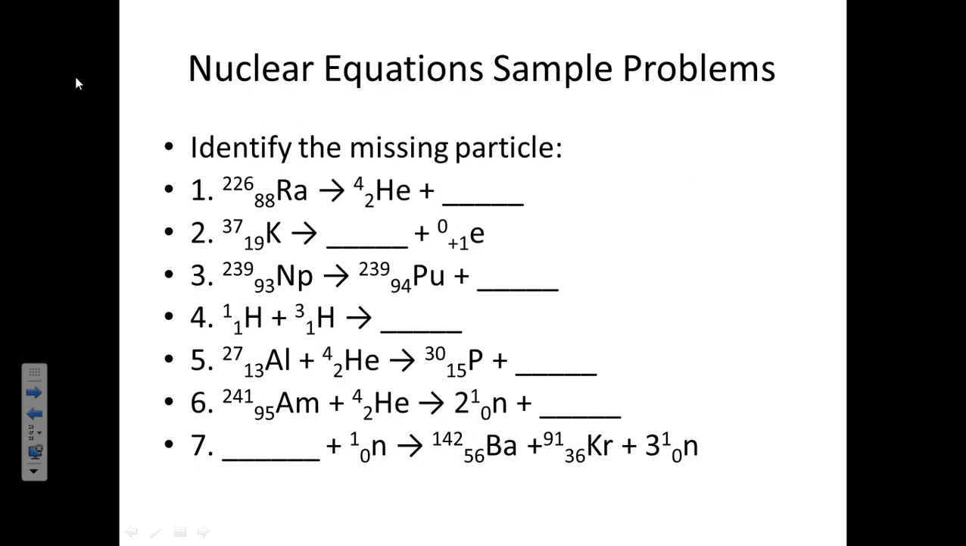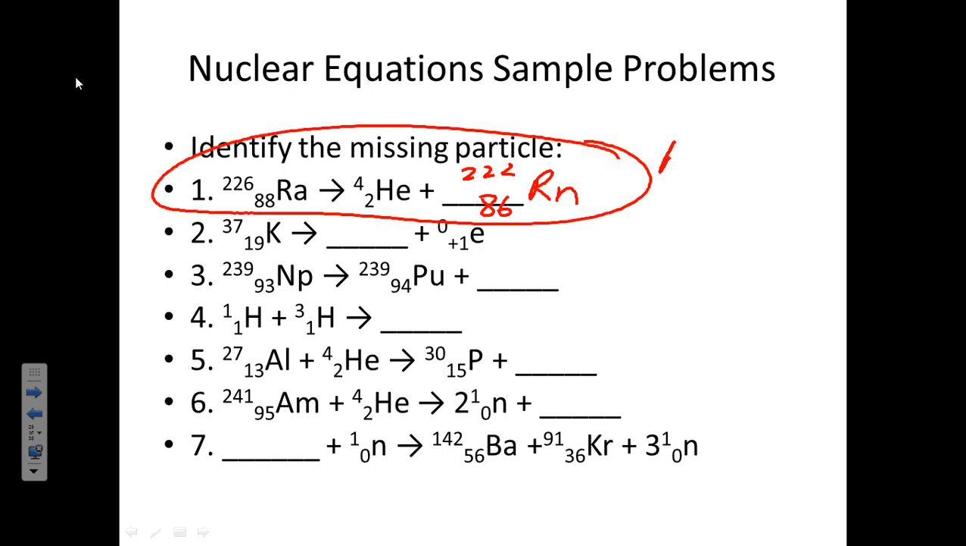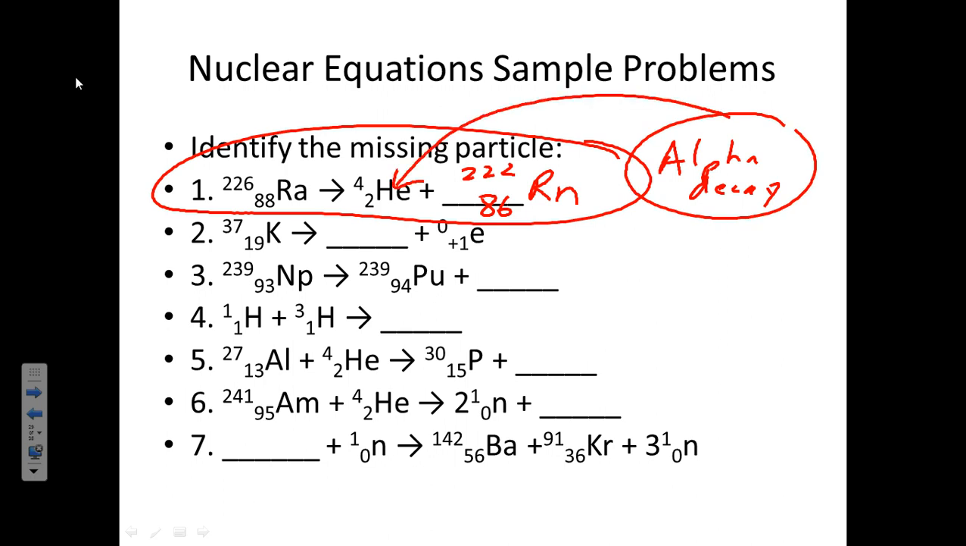We got our alpha particle. The mass number over here has to be 222. The atomic number has to be 86. Element 86 in your periodic table is radon. This is radon gas. So this is an equation for the alpha decay of radium-226. It's shooting out an alpha particle, which is the nucleus of a helium atom.